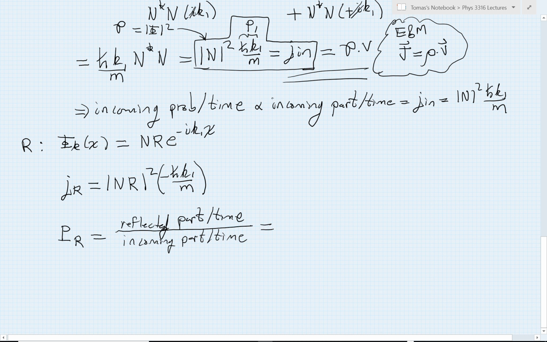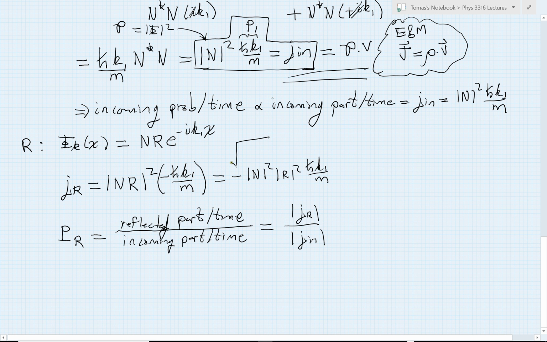Now this will equal the absolute value of the reflected current, divided by the absolute value of the incoming current. Notice that this reflected current is carrying a minus sign. If I actually expand this out, I would end up with something like minus magnitude of n squared times magnitude of r squared times h bar k1 over m.